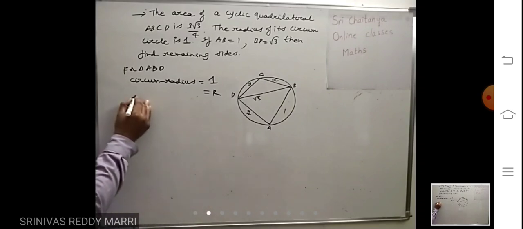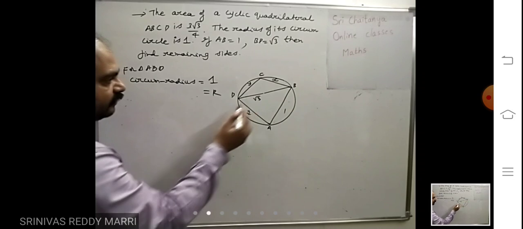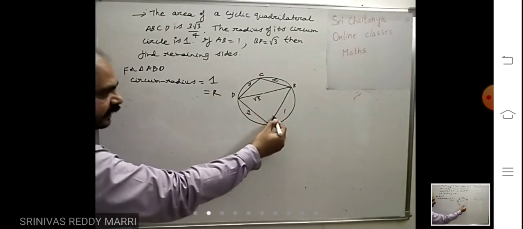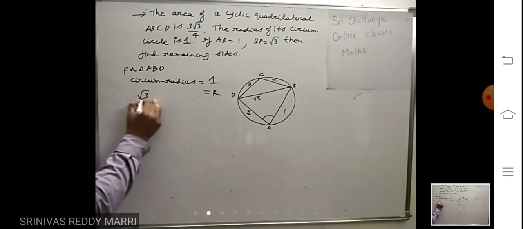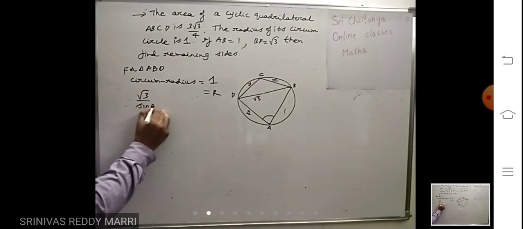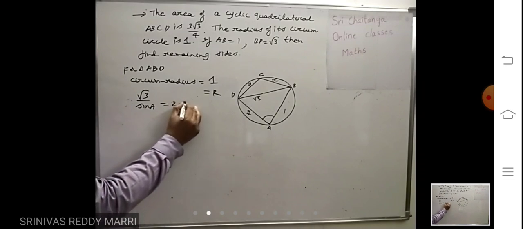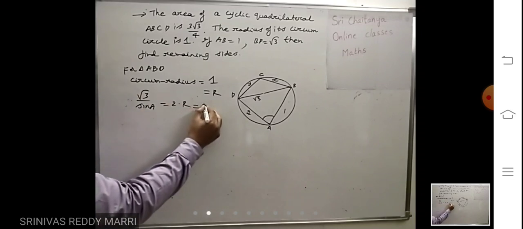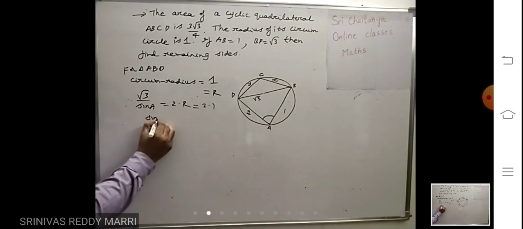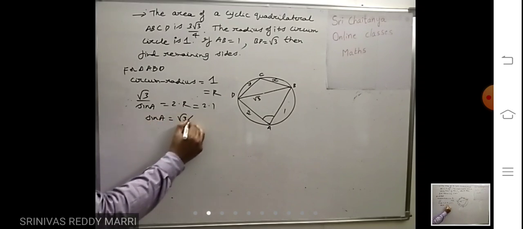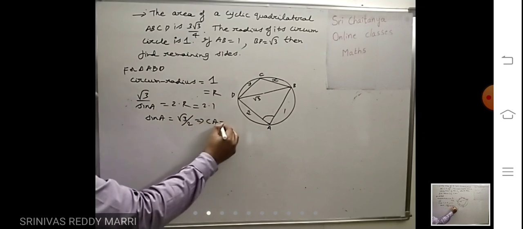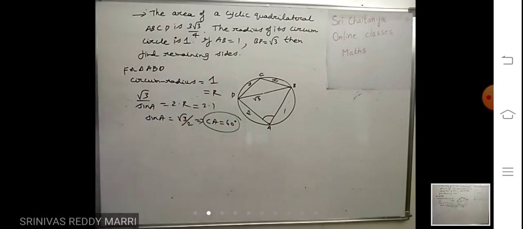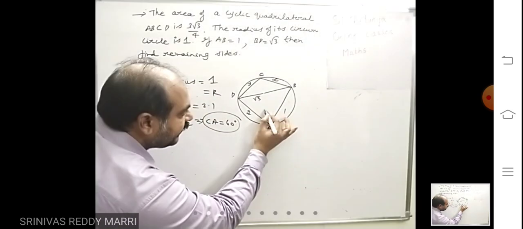Now, in triangle ABD, I am applying the sine rule. By sine rule, root 3 divided by the sine of the opposite angle equals 2R. What does the sine rule state? In any triangle, side length divided by the sine of the opposite angle is 2 times the circumradius of the triangle. So this is 2 into 1. Therefore, sine A equals root 3 divided by 2. That implies angle A is 60 degrees. That means you got one angle here.